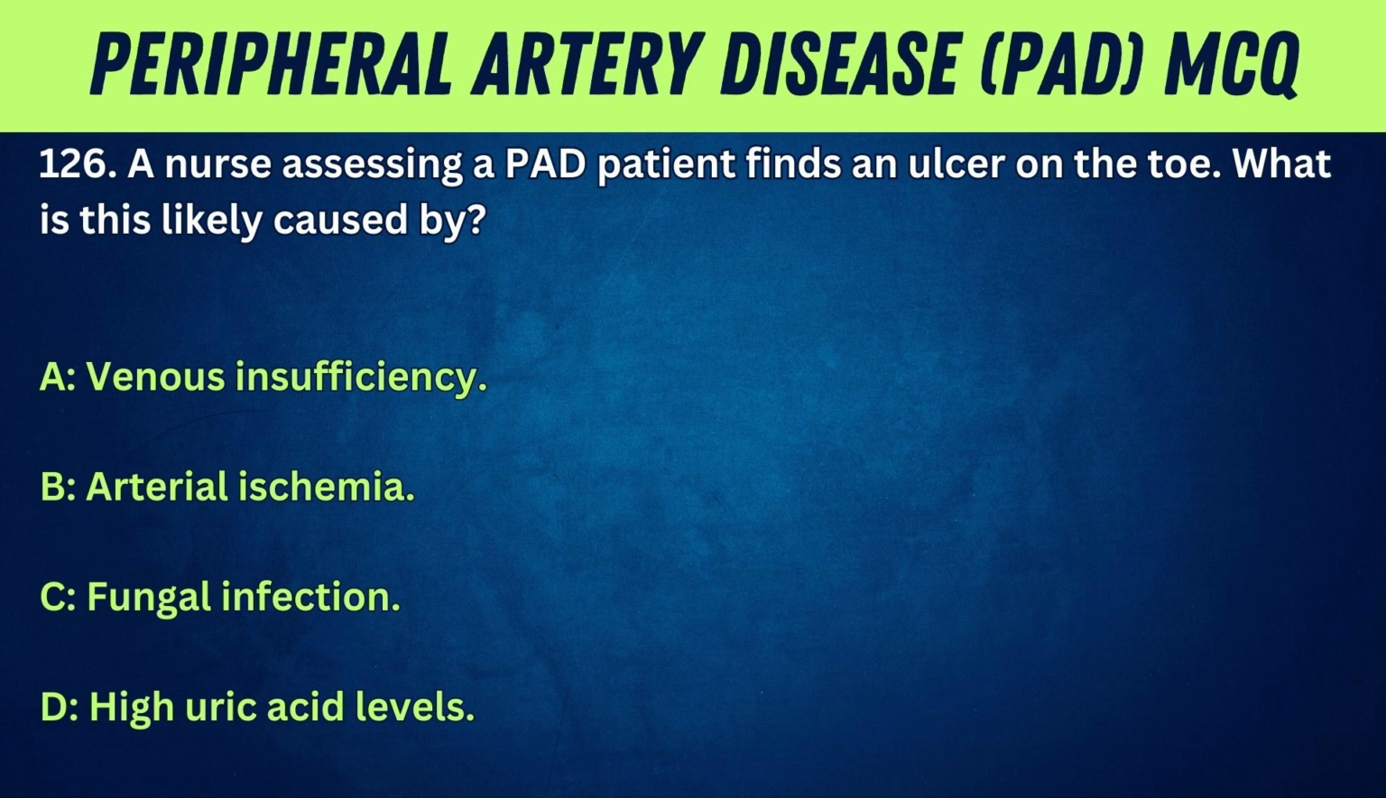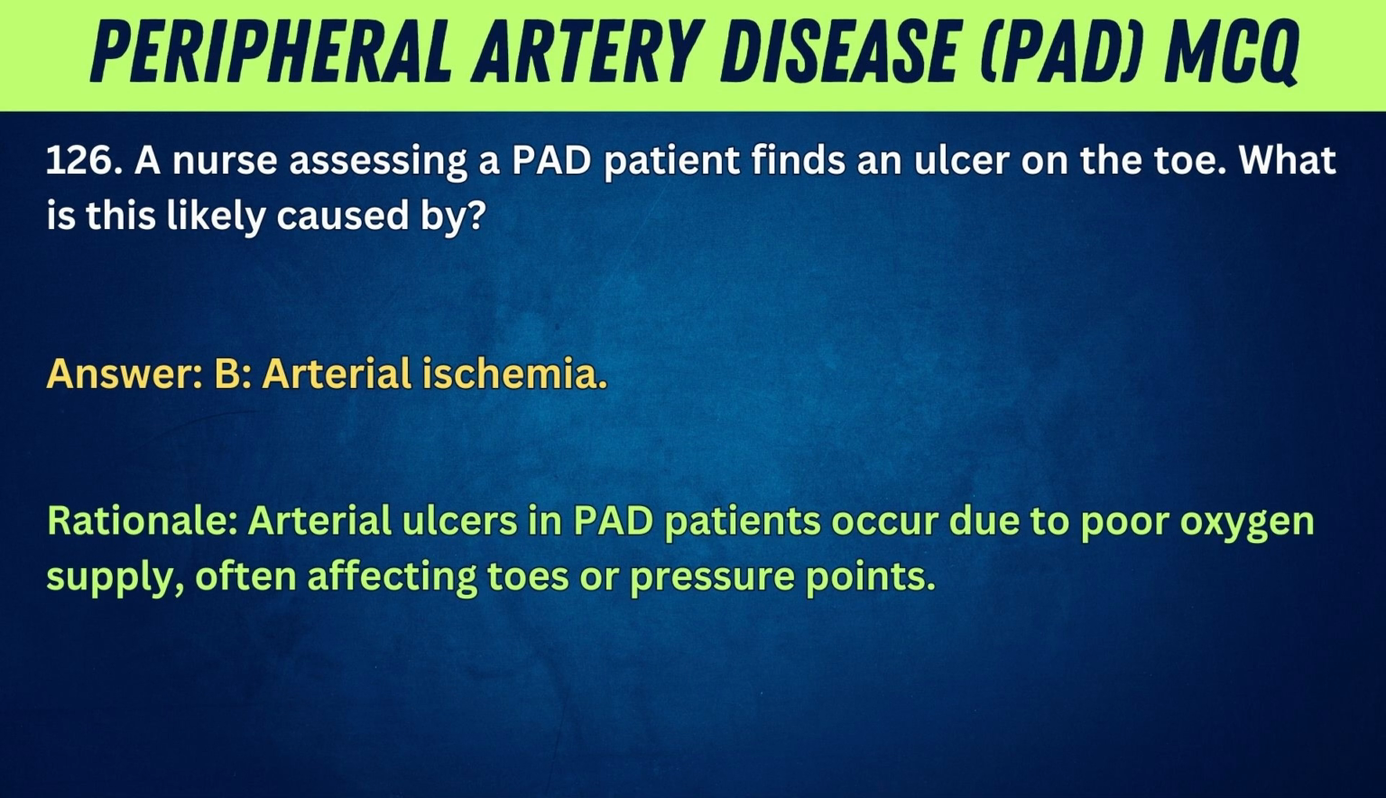126. A nurse assessing a PAD patient finds an ulcer on the toe. What is this likely caused by? A. Venous insufficiency. B. Arterial ischemia. C. Fungal infection. D. High uric acid levels. Answer. B. Arterial ischemia. Rationale. Arterial ulcers in PAD patients occur due to poor oxygen supply, often affecting toes or pressure points.